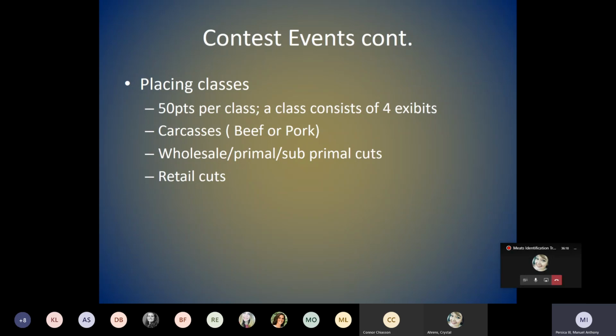We will have a questions class and a reasons class on 2 of these classes. So one class will be reasons, 1 class will be questions, and I don't know which it is yet. I generally like to do reasons on something that's going to have a lot of variation, so like either beef carcasses or retail cuts, and then we normally ask questions on some of the pork cuts. Each class is different, it just depends.